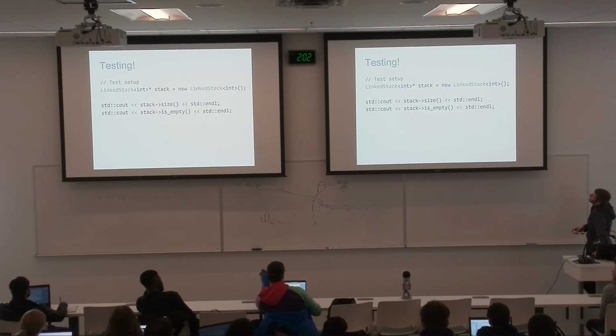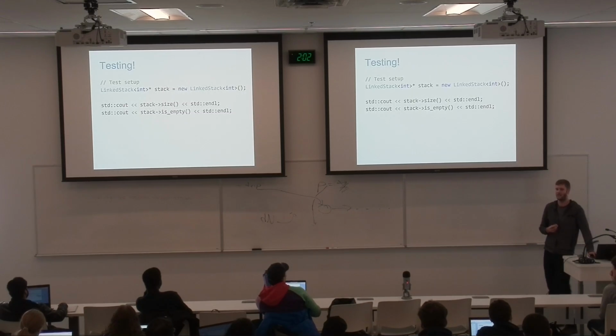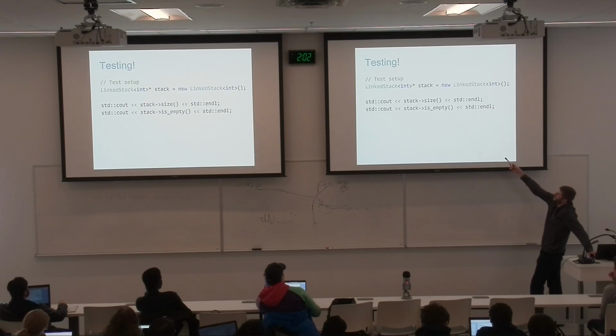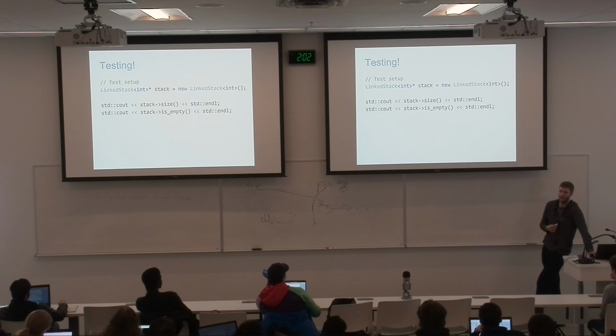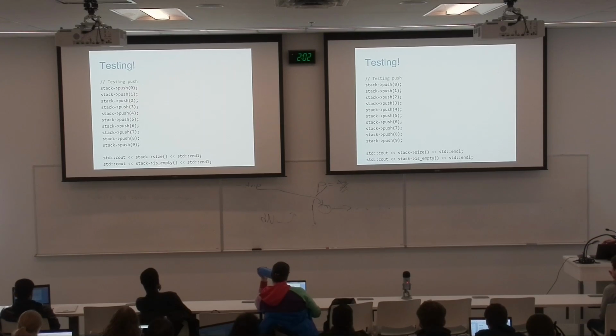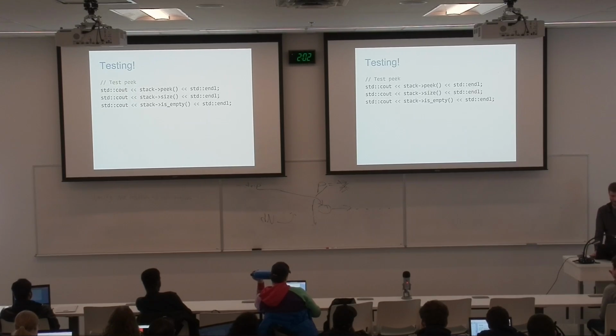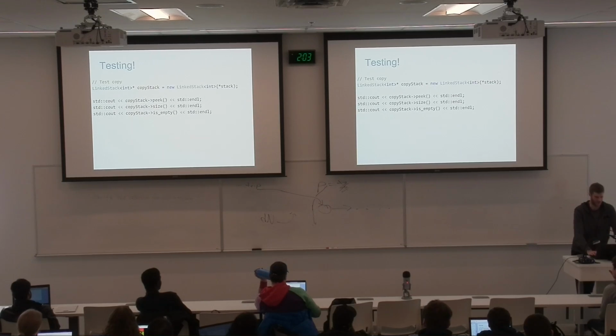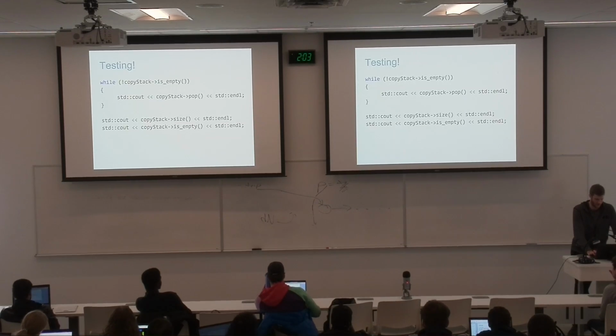So let's do some quick testing. I created a stack. What's the type of this linked stack? What is the data going to be? On the count of 3, yell it out. Integer. Good. What should its size be once we create it? And is it empty? Of course. After I push these 10 things, what should its size be? Is it empty? Of course not. Almost feels kind of silly. Whatever. Here's doing the copy stack. Just a bunch of stuff.